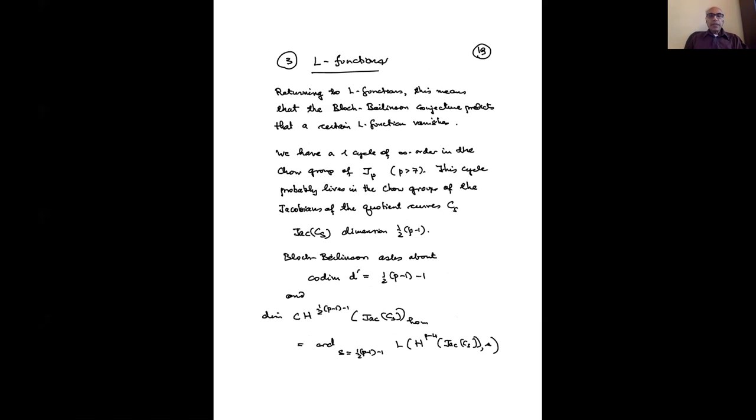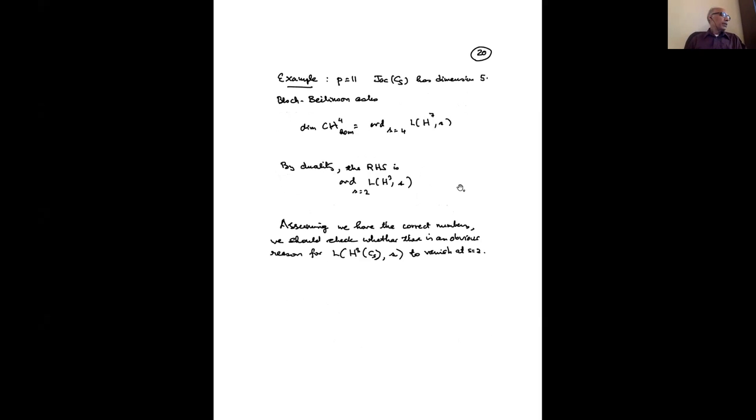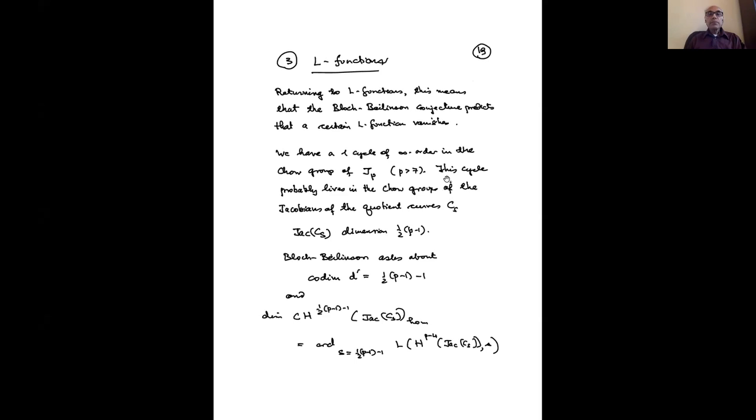And finally, a word about L-functions. What does this mean in terms of the Bloch-Beilinson conjecture? Because we've just constructed an element of infinite order in the Chow group of homologically trivial cycles. And so what the prediction would be is that, let's say, we have one cycle of infinite order in the Chow group of J_p for p bigger than 7. This cycle, I didn't check this, but it's probably true, will actually live in one of the quotient curves, because you saw how we did it.